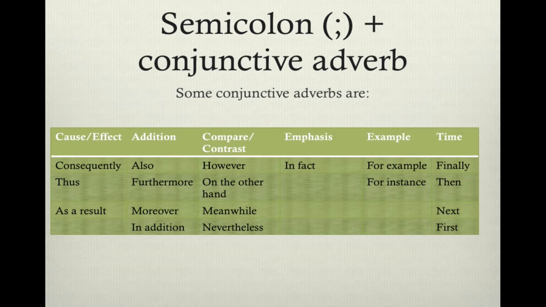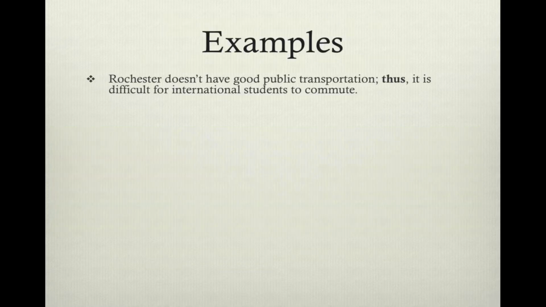Similar categories again, but a little different words and how they're used. So let's take a look at how these are actually used. All right, so again, I am going to have two subjects and two verbs. Notice I have my semicolon and my conjunctive adverb, thus. Thus is a cause-effect relationship word. And the relationship here is that the cause is Rochester doesn't have good public transportation. As a result, the effect is it is difficult for international students to commute.